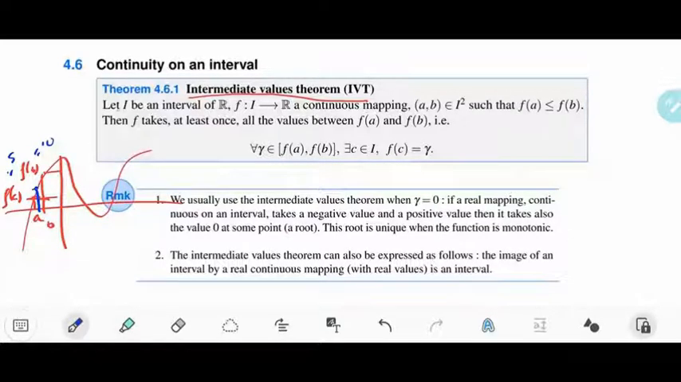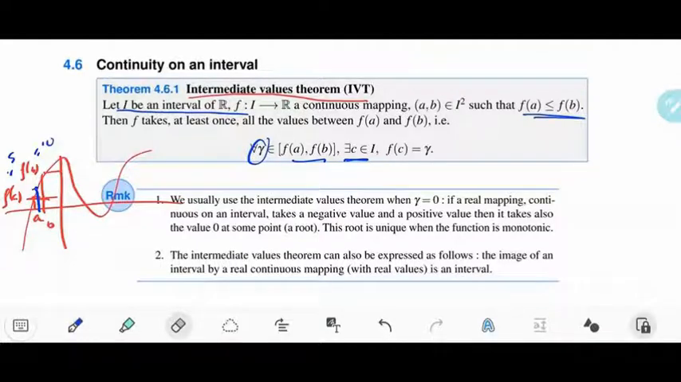So if you take I as being an interval of R and f a continuous mapping such that f of A is less than f of B, so of course you will have one of them less than the other one, then f takes at least once all the values between f of A and f of B. So whatever number gamma that you choose between f of A and f of B, you will always be able to find a point C in the domain such that f of C is equal to gamma.